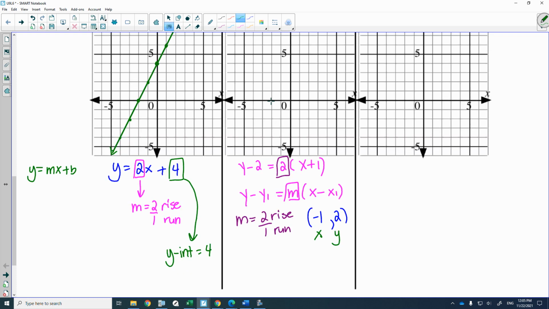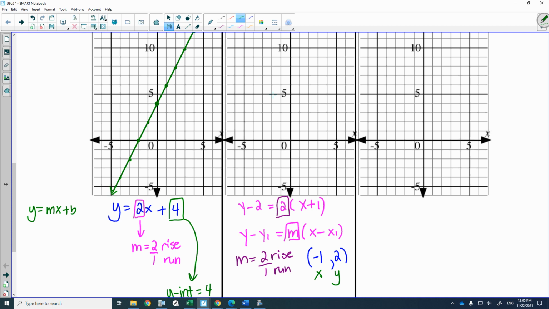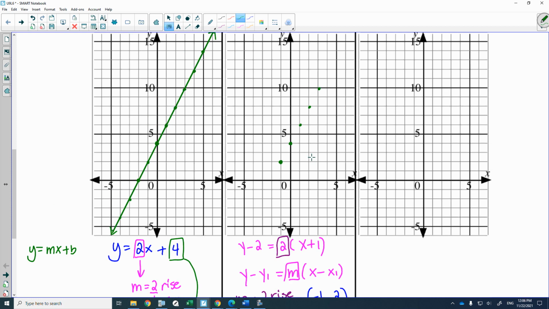So when x is negative 1, down here, x is negative 1, y is 2. So that's where the point would go. So we follow the slope. Rise 2, run 1. It's going to be the exact same graph. They just gave it to you in a different form. So then you could remember fall 2 to the left 1, fall 2 to the left 1.